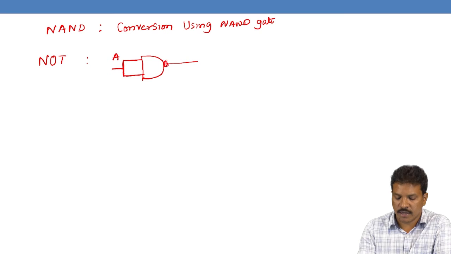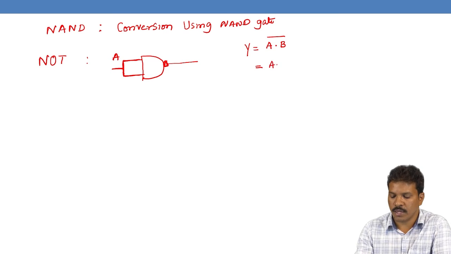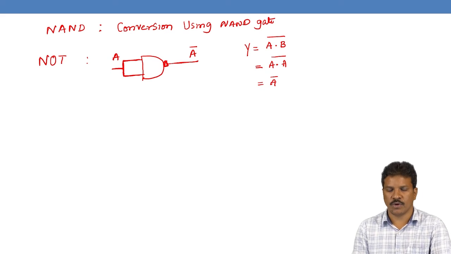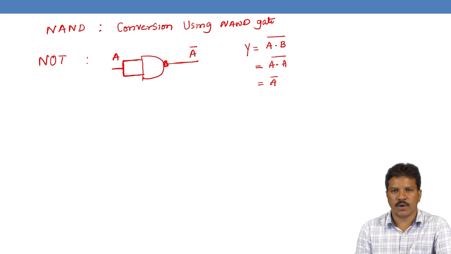So it is a NAND gate actually. The expression for NAND gate is, for example, Y is equal to A dot B whole bar. If you combine the two inputs, both are the same, B is also A, so A dot A whole bar. According to theorems, A dot A is equal to A, so you will get A bar. So it is the functionality of the NOT gate. In order to convert that NAND gate to a NOT gate, take the two inputs and join them together, and you will get the NOT gate operation.